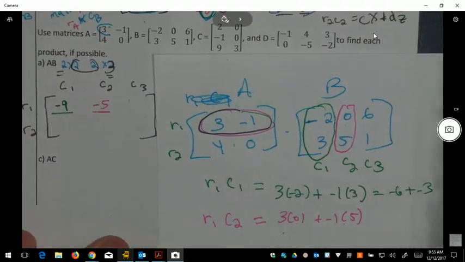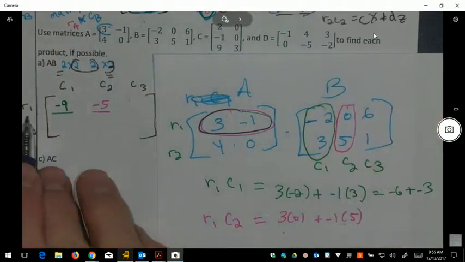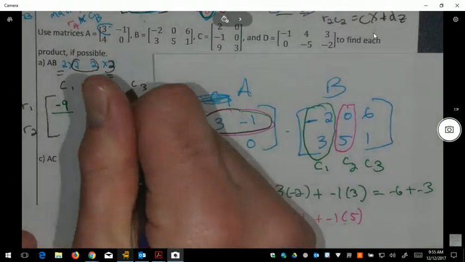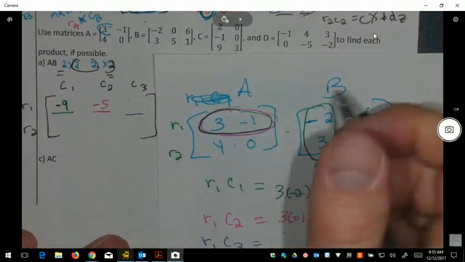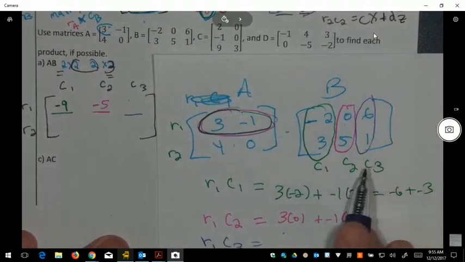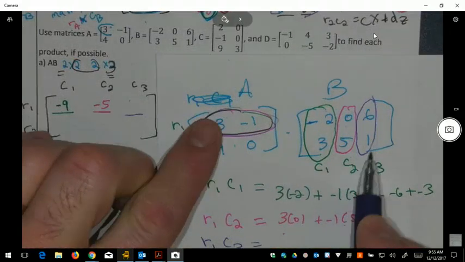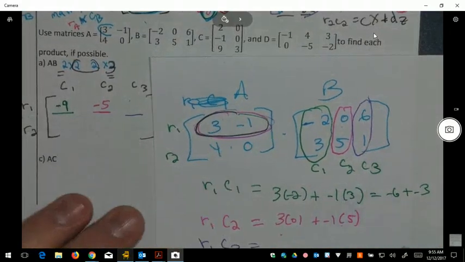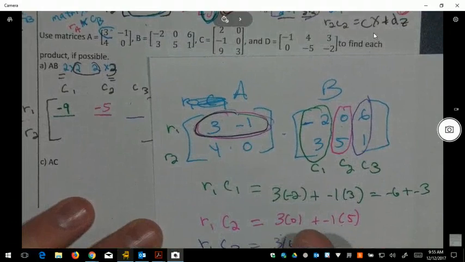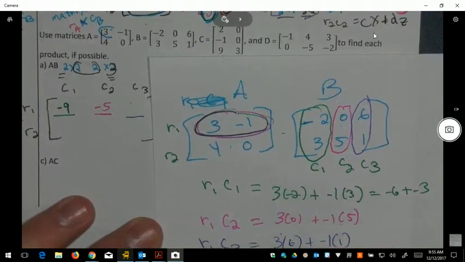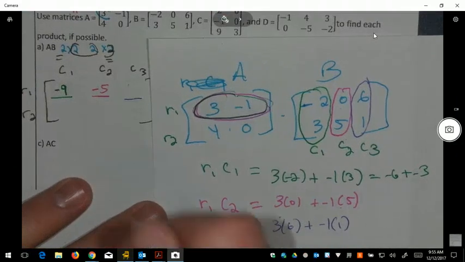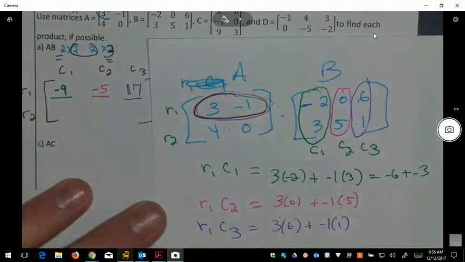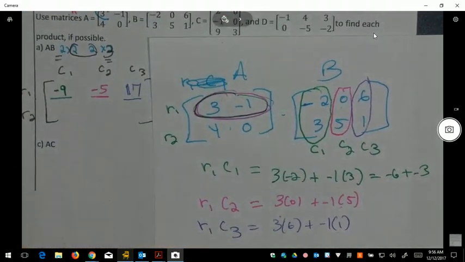The third position that I need to fill is in row 1, column 3. So row 1, column 3, again I'm going to use row 1. This time I'm going to use column 3 from matrix B. So 3 times 6, -1 times 1. And then add them. So that's going to give me 18 and -1, which is 17. Questions so far?